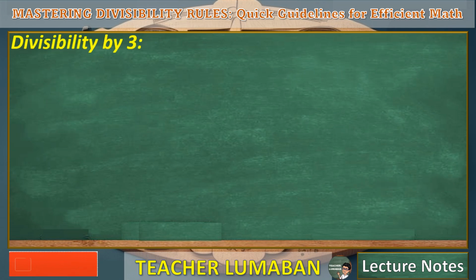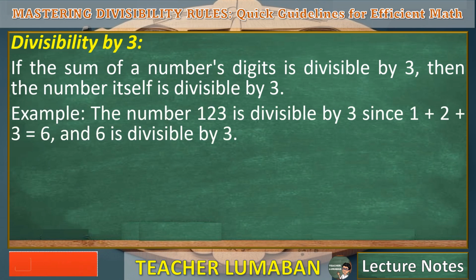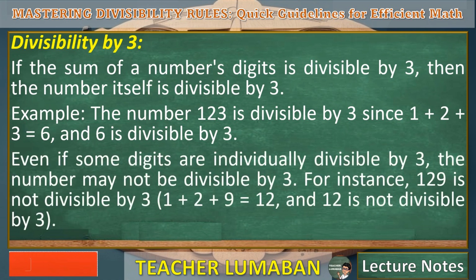Divisibility by 3. If the sum of a number's digits is divisible by 3, then the number itself is divisible by 3. Example, the number 123 is divisible by 3 since 1 plus 2 plus 3 equals 6, and 6 is divisible by 3. Even if some digits are individually divisible by 3, the number may not be divisible by 3. For instance, 129 is not divisible by 3, 1 plus 2 plus 9 equals 12, and 12 is not divisible by 3.